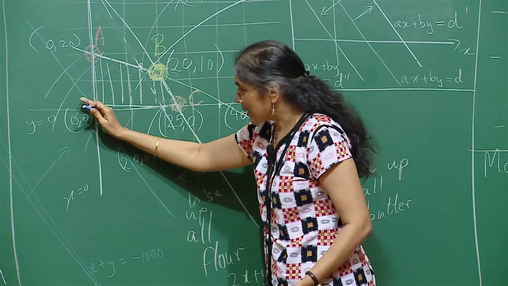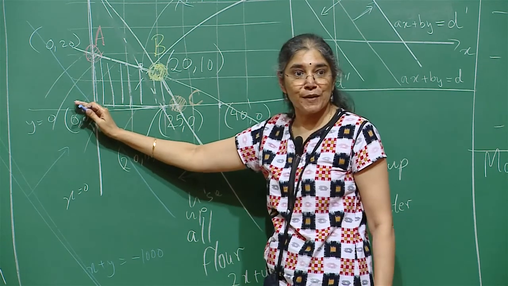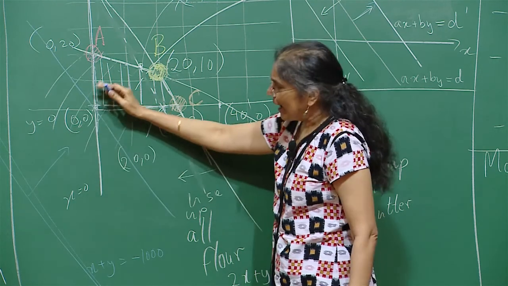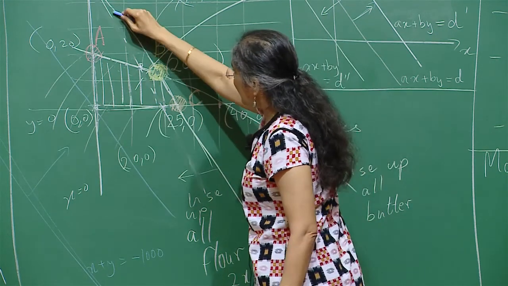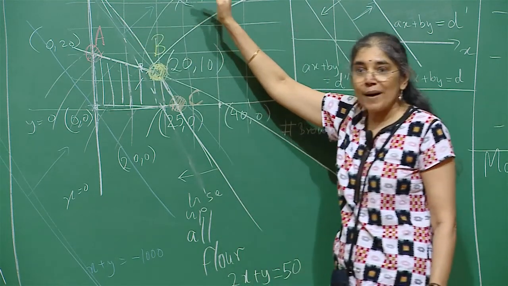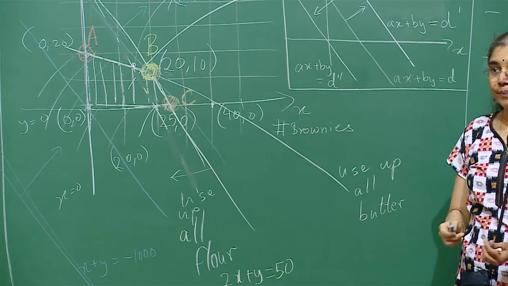So, if x plus y is equal to 0, it is touching the feasible region at the point 0, 0. Below that, it is not touching it. Continue moving it. At some point, it will leave the feasible region. If I move it beyond this, now again the line is not touching the feasible region.